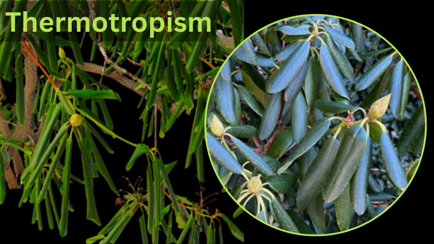Thermotropism, also known as thermotropic movement, is the growth or movement of an organism, or part of it, in response to temperature changes in the environment. A well-known example is the rhododendron, whose leaves curl and droop in response to cold temperatures. This response is believed to be protective. By curling, the leaves reduce surface area exposed to freezing air, which minimizes frost damage and water loss due to transpiration.